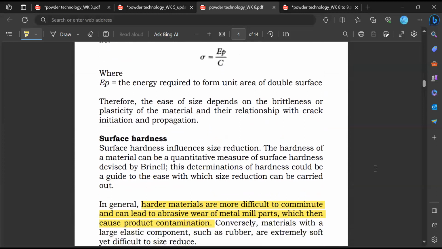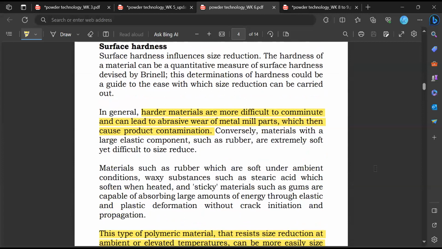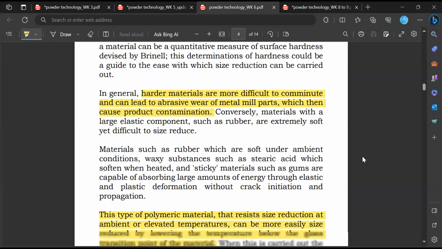So rubber is one of the examples that has plastic flow. Then when we talk about surface hardness, we need to see that these harder materials are more difficult to reduce, and they can even damage the parts of the machine when you're trying to reduce the size.